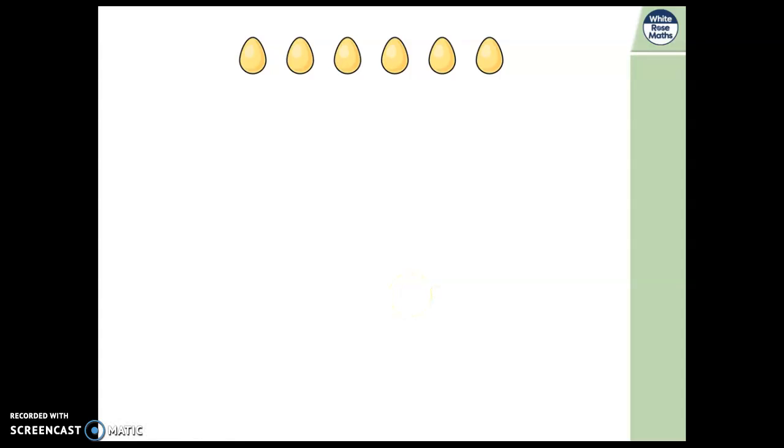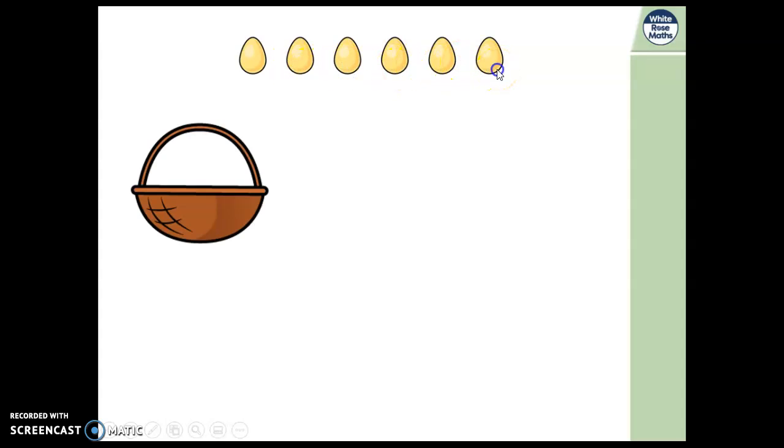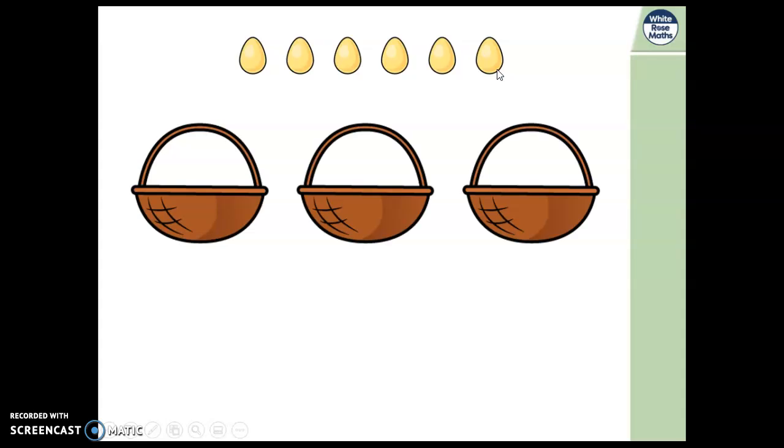Okay, so we know we're sharing equally today. So let's have a look at this question here. So we have 1, 2, 3, 4, 5, 6 eggs. We need to put them into 1, 2, 3 baskets. Now when we do this, we share them equally, so it means that each one of them gets 1.